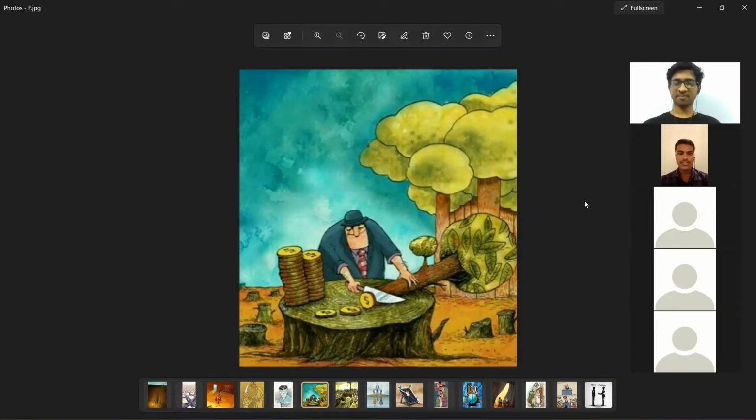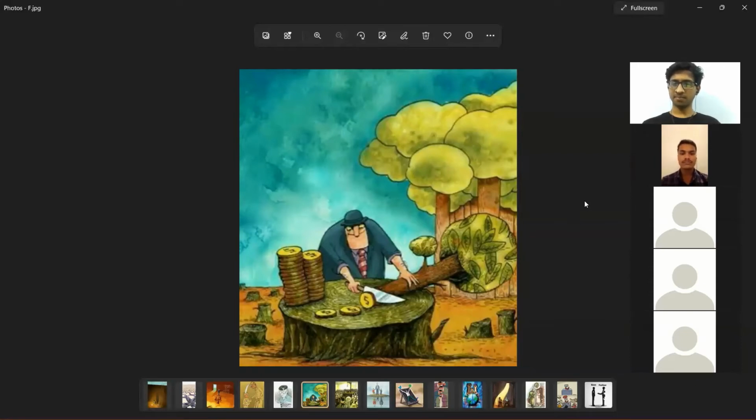As shown in the picture, there is a man who is cutting a tree, and behind the man there are many trees. I think the man is cutting the tree for money, but rather than showing importance for the money, we have to plant more trees. But the importance of trees is not spread everywhere, so they are cutting trees and building buildings everywhere.